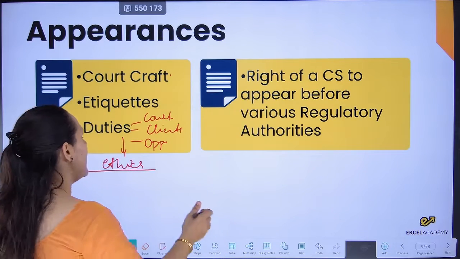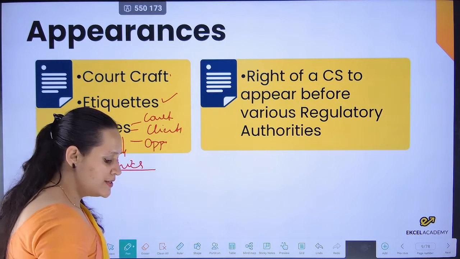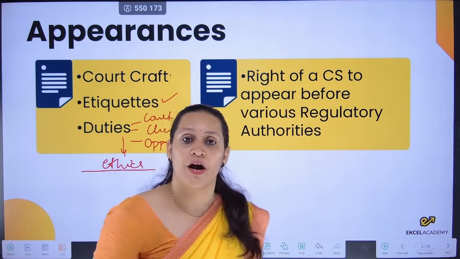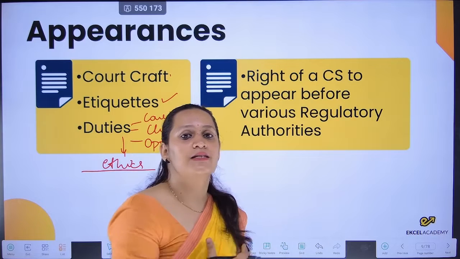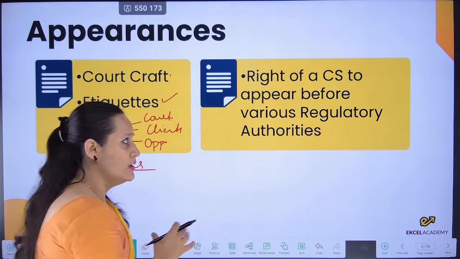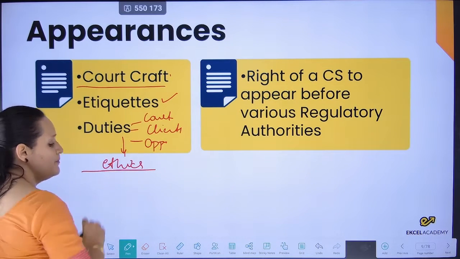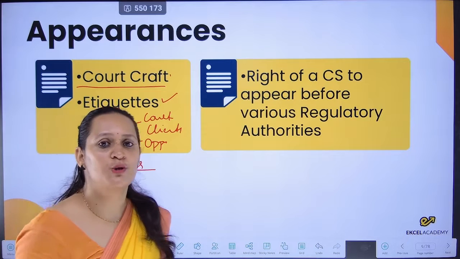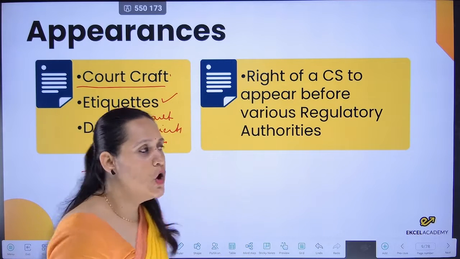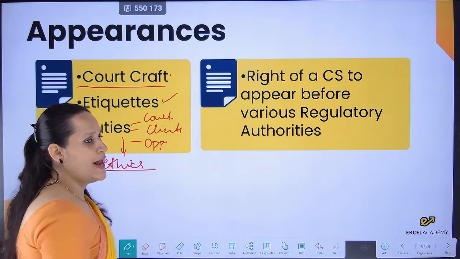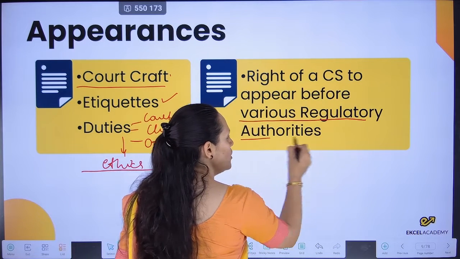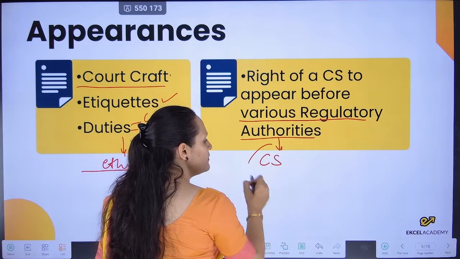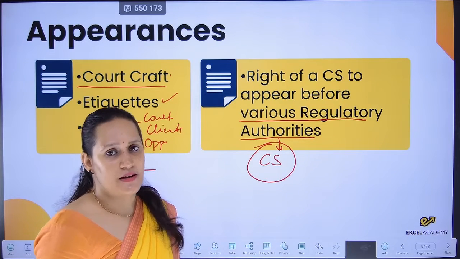In addition to that, what are the etiquettes? What is the discipline that you should maintain? How you should appear? What is your dressing sense? How you should talk before the court? All that is a part of this particular syllabus. And court craft: what is the technique that you are going to use when you appear before the courts? All these points are covered under one aspect. And the second aspect is what are the various regulatory authorities before which, as a company secretary, we have a right to represent our clients.